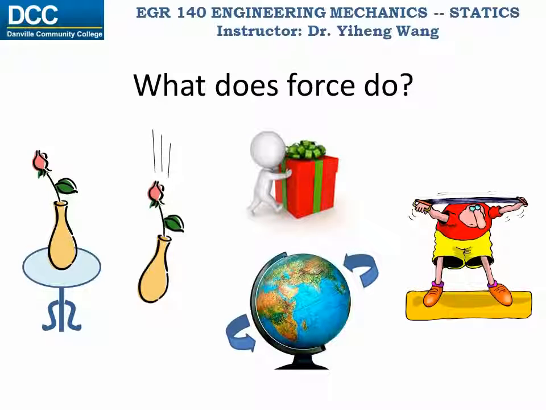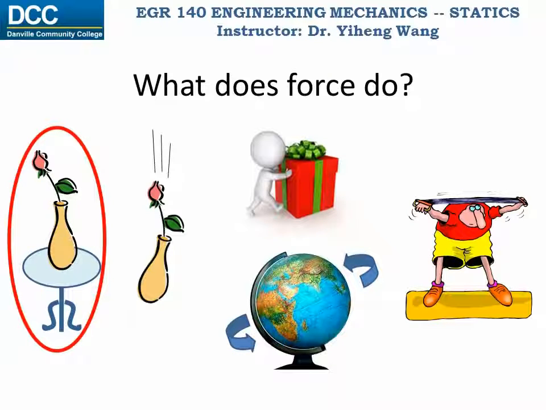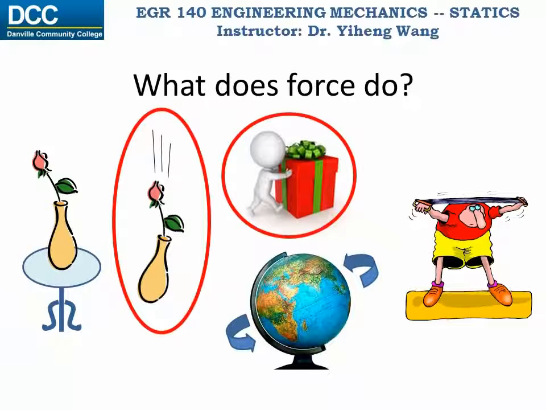From our own experience and observations, we already know that forces can keep an object at its static state. Like in this example, this vase is at rest because of two balancing forces, the one exerted by the earth, the gravitational force, as well as the support force exerted by the table. Force can also make objects move.